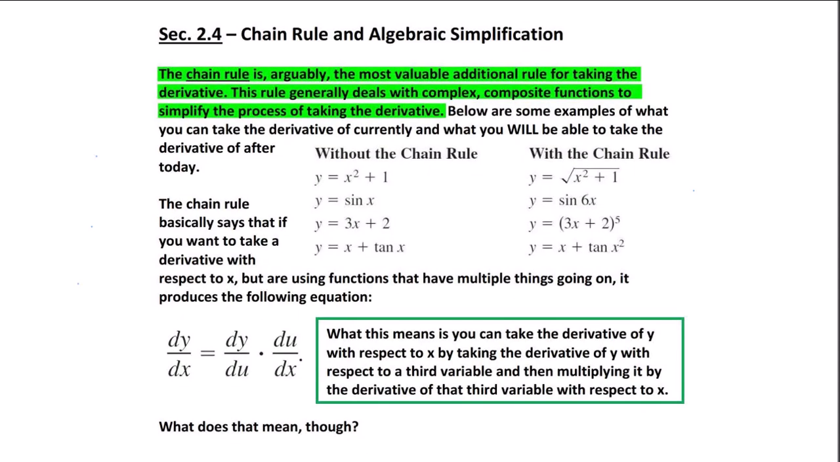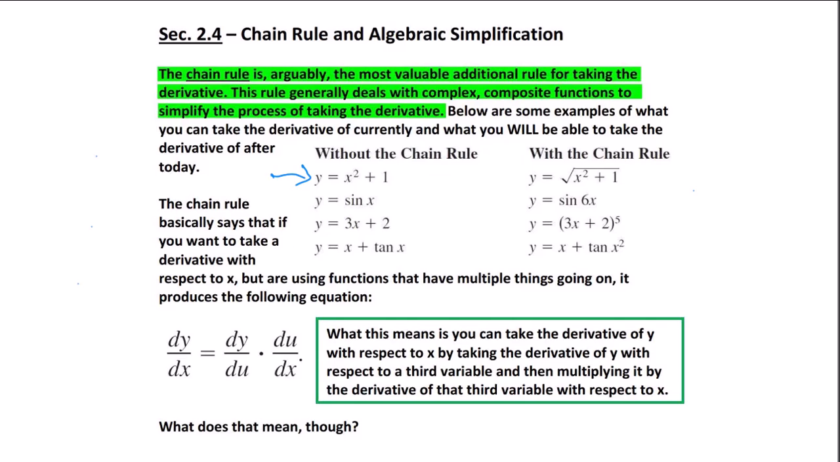As the notes tell you here, the chain rule is one of the biggest things you can learn in calculus. You're going to use it over and over and over again. It lets you do things that you just can't do otherwise. Look at some of the things that we've been doing without the chain rule. For example, this one right here.